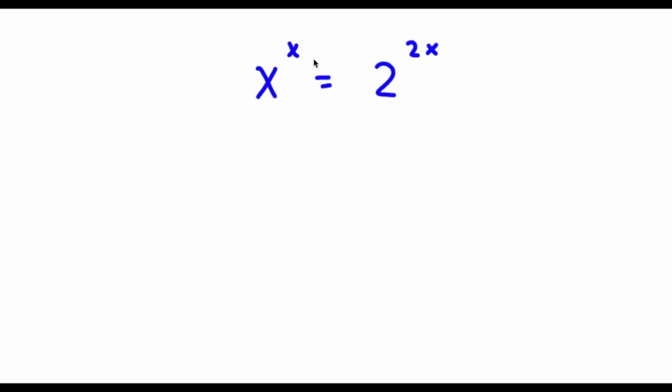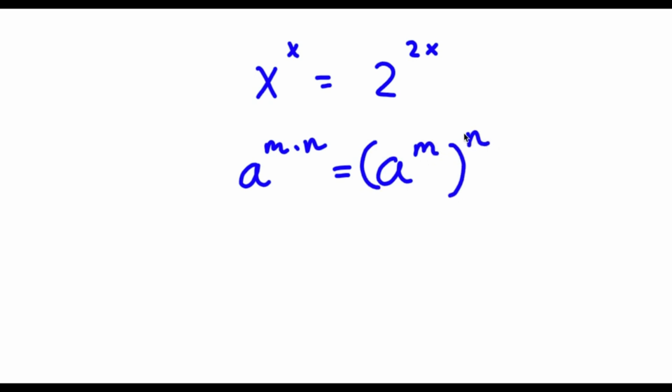Alright, so I have x to the power of x is equal to 2 to the power of 2x. So if I have something in the form a to the power of m times n, this is the same thing as a to the power of m to the power of n. And if I have something in the form a to the power of m to the power of n, well, we know that a to the power of m times n, this is the same thing as a to the power of n times m, right? These two are the same thing because m and n, these two are interchangeable.